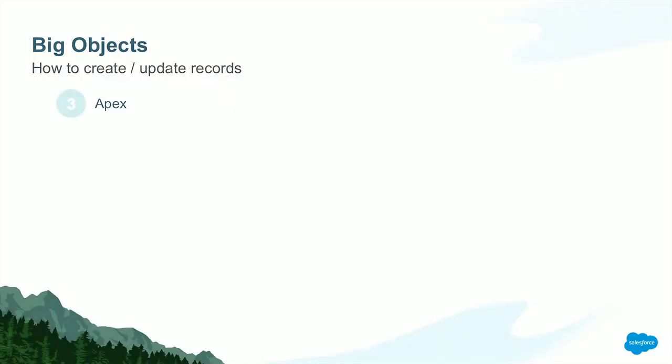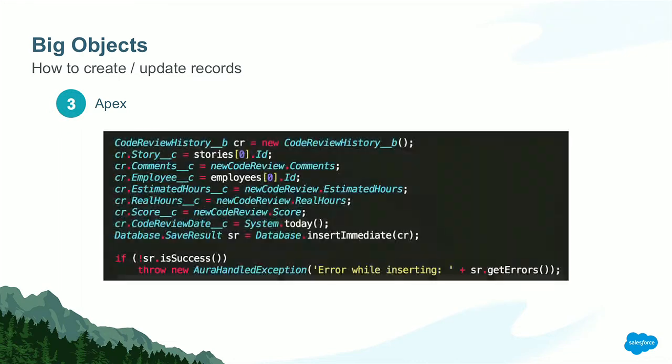But there is a third way from which you can create big objects. You can use Apex. This code is going to look familiar to you because you can create big objects in the same way or with the same syntax that you create custom objects. The only difference is that standard DML operations are not going to be allowed. You have to use database.insertImmediate. Then you will be able to examine the result of the operation because this method returns the result to you.